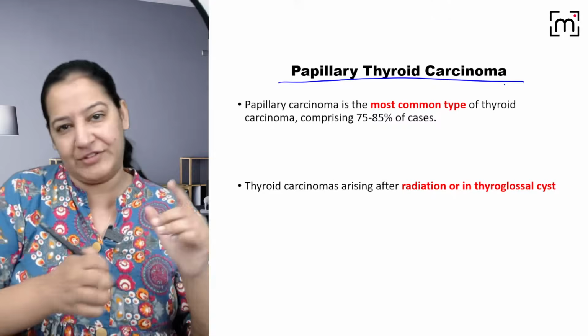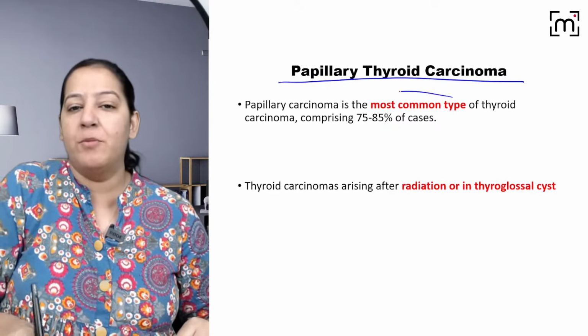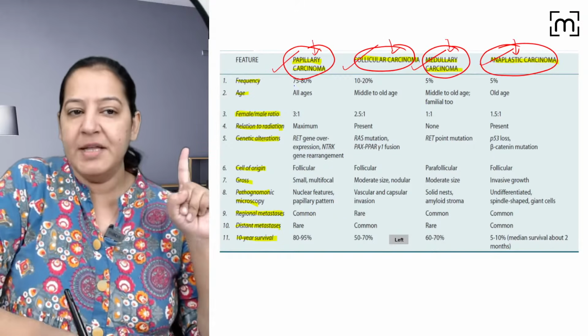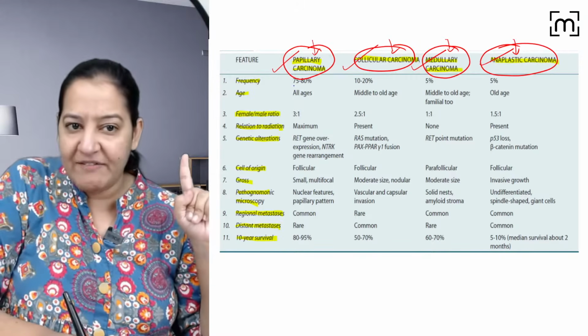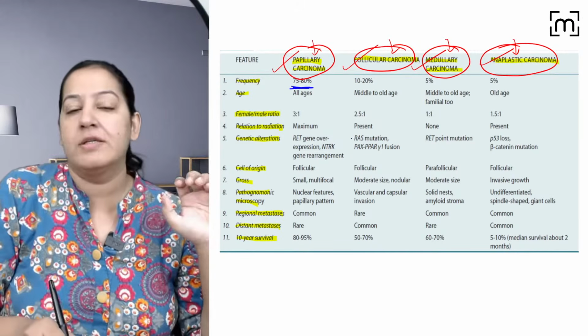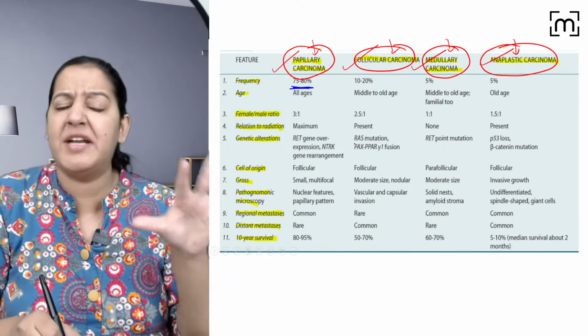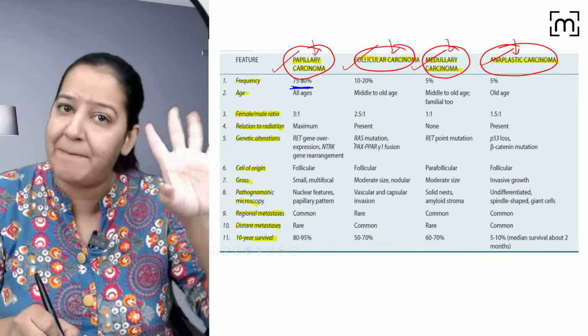Papillary carcinoma of thyroid. Among the 4, it is the most common one. Can you see here? See the percentage wise. Papillary carcinoma, out of the total, it is 75 to 80%. So it is the most common one. 75 to 80% of thyroid tumors are papillary, right?